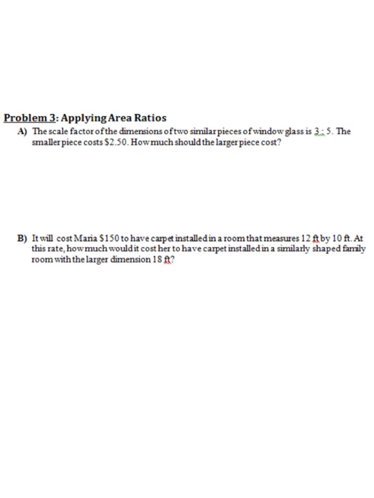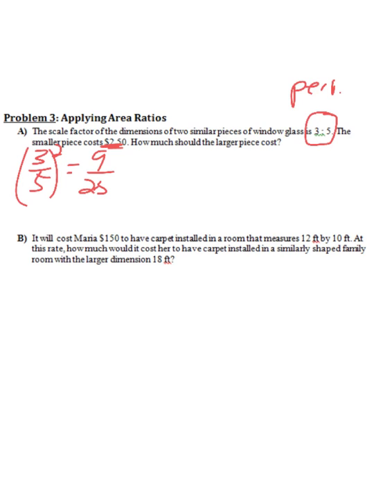Our next example, we've got the scale factor of the dimensions of two smaller pieces of window glass is 3 to 5. So this ratio right here is a perimeter ratio. The smaller piece costs $2.50. Now when we're talking about cost of a piece of glass, that is an area ratio type problem. So when we're asked to find how much the larger piece should cost, I need to take that perimeter ratio and square it to find my area ratio. So 3 squared is 9, 5 squared is 25. My ratio should be 9 over 25.